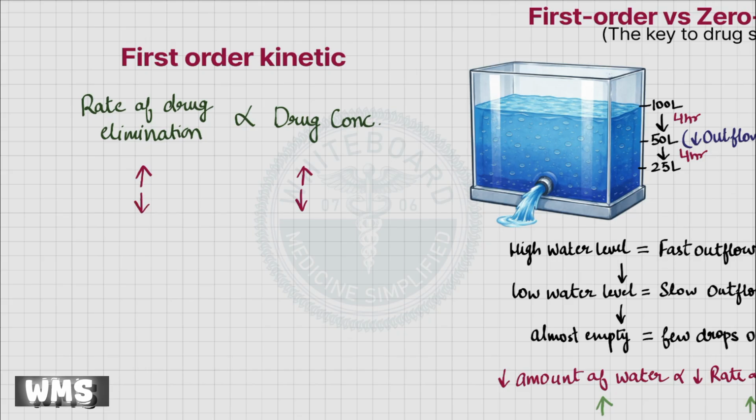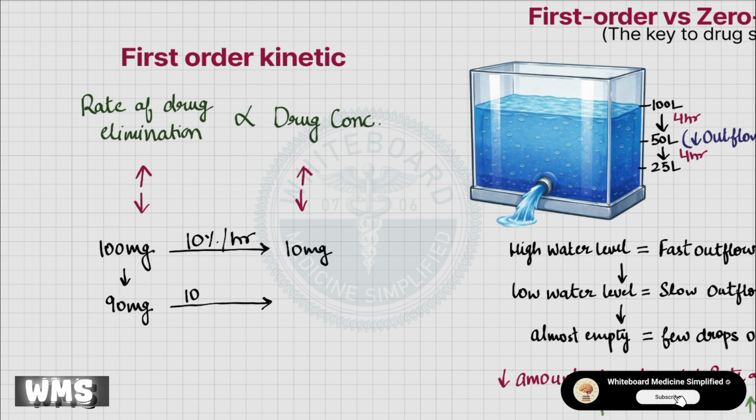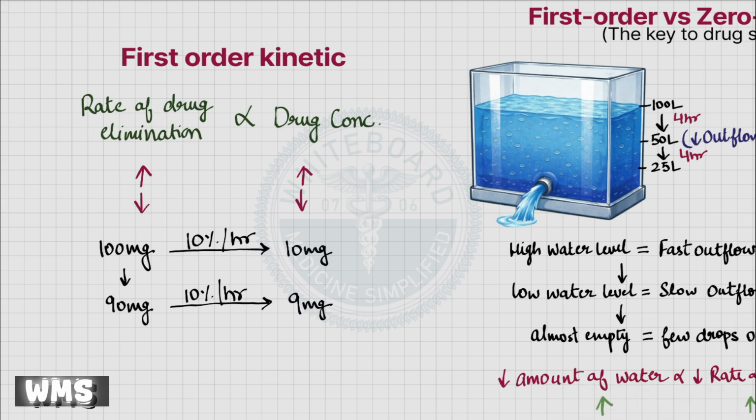For example, if 100 milligrams of a drug is present and 10% is eliminated per hour, then in the first hour, 10 milligrams is removed. In the next hour, when 90 milligrams remains, only 9 milligrams is eliminated. Thus, although the amount of drug removed keeps changing, the fraction or percentage eliminated per unit time remains constant. In this situation, the half-life remains constant.